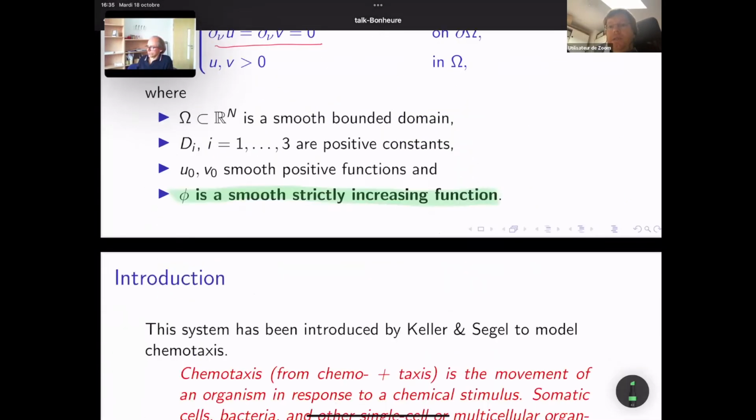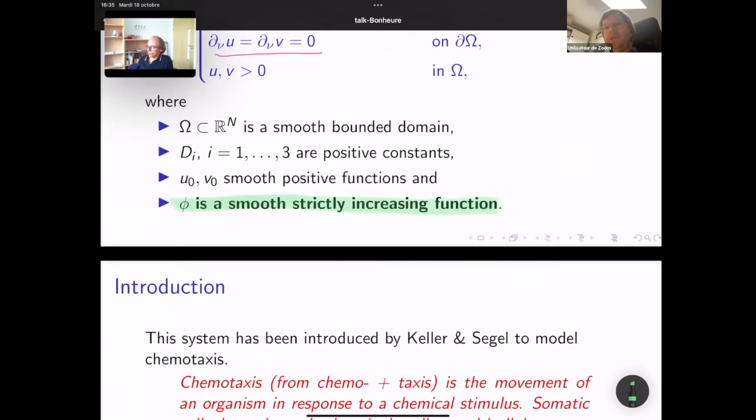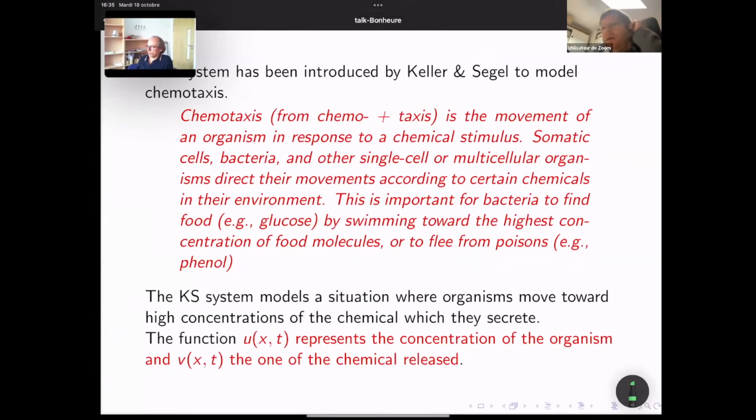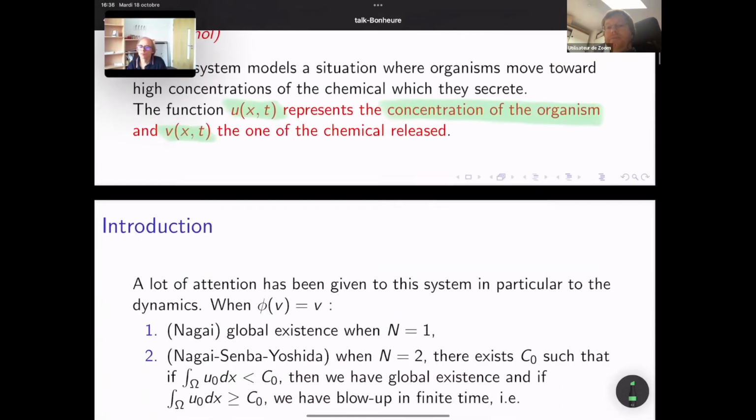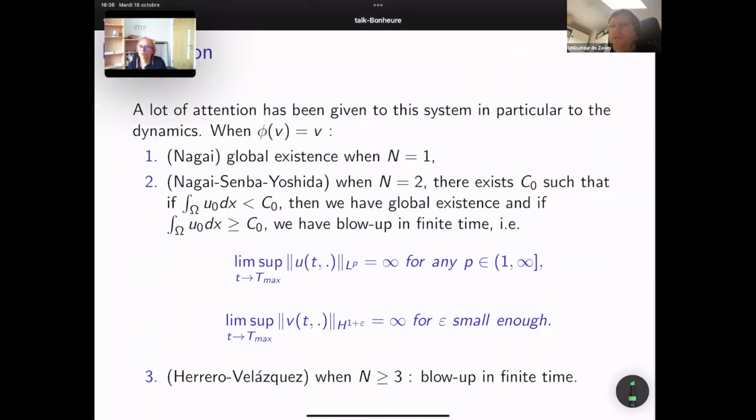Let me mention a little bit the motivation of this system. In fact, this system comes from chemotaxis, which is a movement of organisms. I'm not going to detail too much on this, but in this system the functions U and V represent concentrations of organisms, which means that at least at first, the interest is on positive solutions, since those functions have physical interpretation and are required to be positive, or at least non-negative. A lot of attention has been given to this system, in particular to the dynamics.